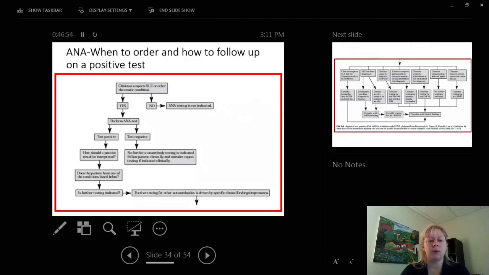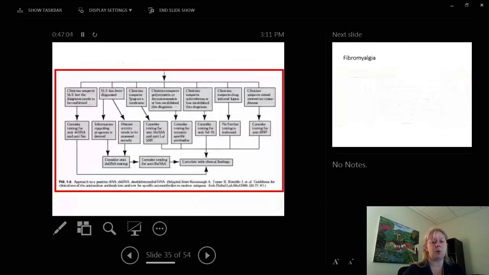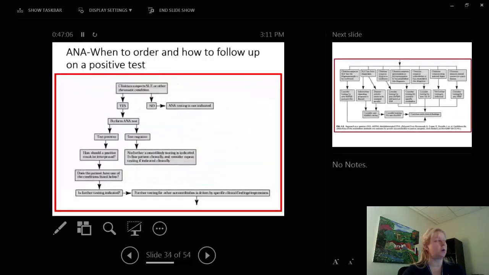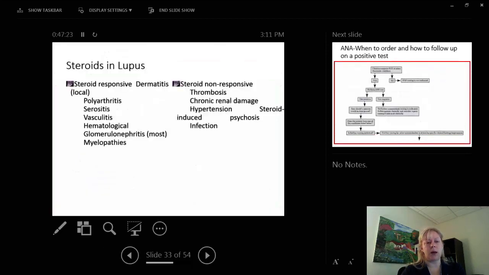And this is a nice algorithm to show whether you need to order and how to follow up on a positive ANA. It goes to both slides here, so it starts here and goes here. It'll tell you when to order and when not to. So if you suspect lupus, you're done. If you're still asking how do I suspect lupus or not, go back to this slide here.